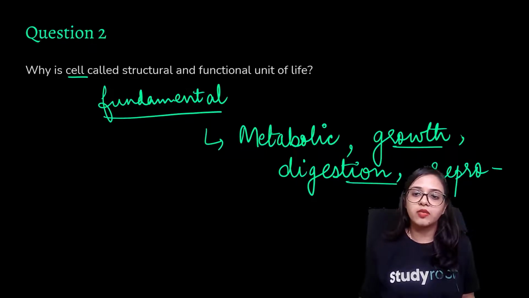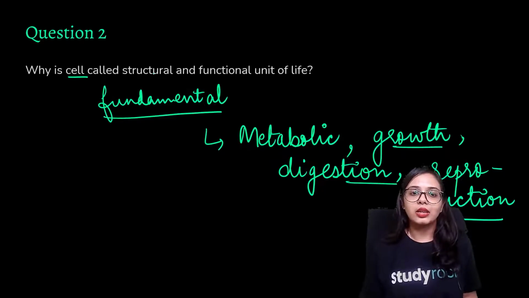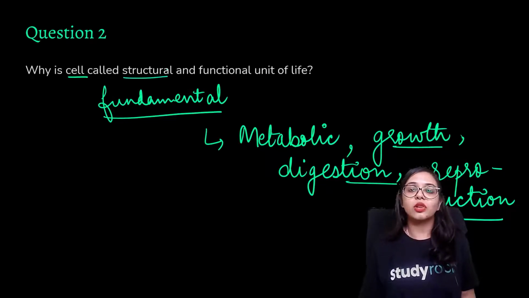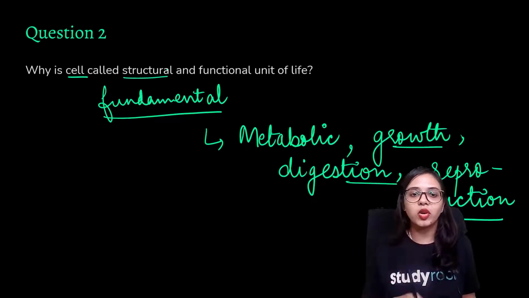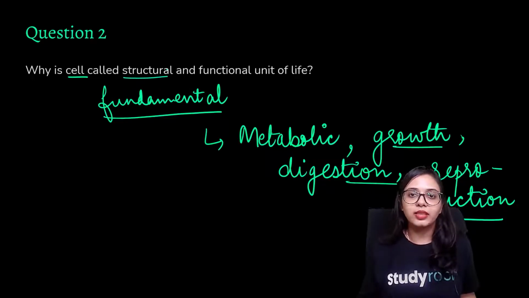That means a doubling of cells. We'll also be learning about how a cell reproduces, a basic introduction in this chapter towards the end. So these are the various ways why a cell is called the structural and functional unit of life, because it is this microscopic entity that determines what is happening in a body, that determines how a body will function.